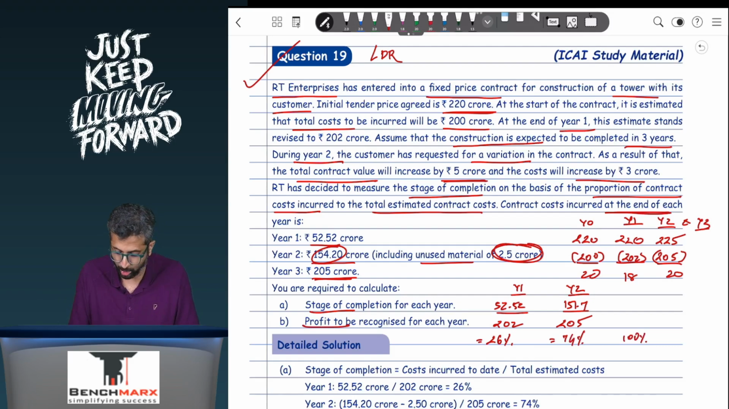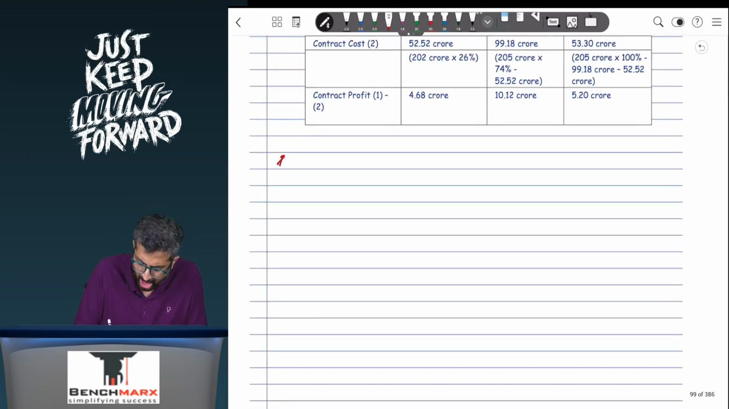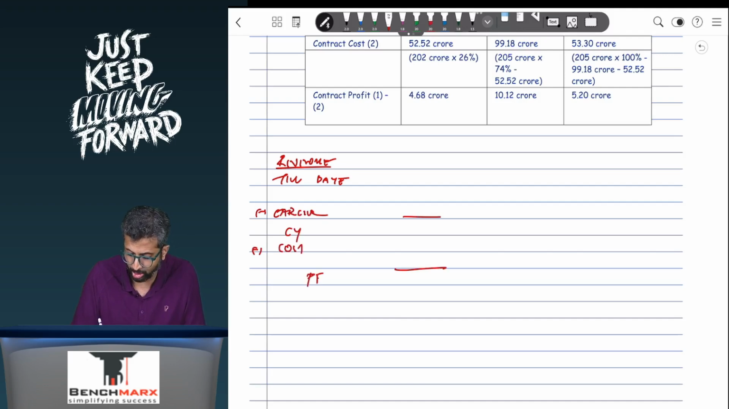You are required to calculate the profit to be recognized in each year. Now, how do you calculate a profit? A standard template is, you will find the revenue which is to be recognized till date, less revenue which was earlier recognized, and hence this will give you revenue to be recognized in the current year, minus the cost incurred in the current year, and that will give you the profits.